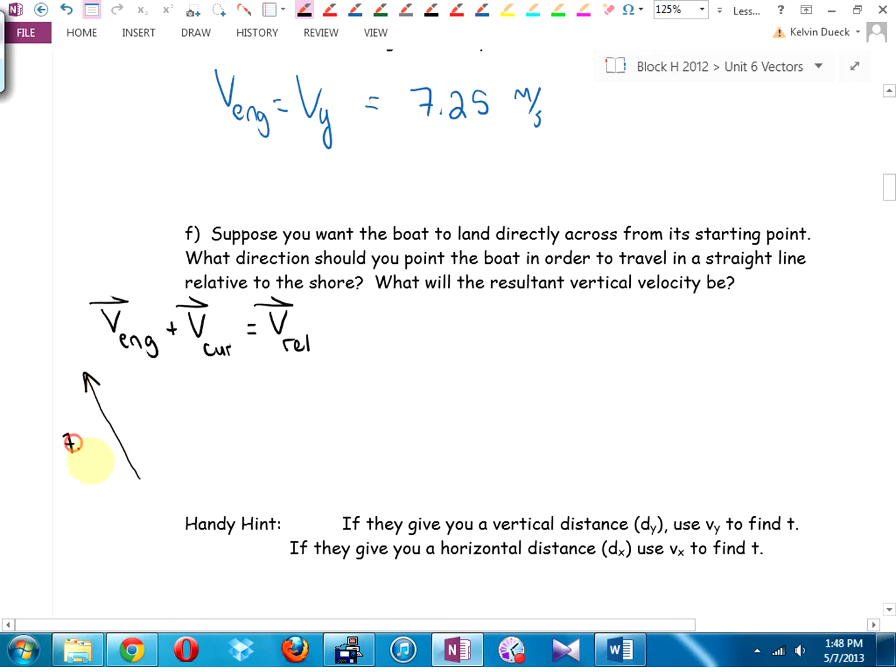How fast? 7.25. What angle? Don't know yet. Plus, what does the current look like as a vector? Sean says, I think you mean a horizontal line pointing to the right. Yes? And I can even tell you how long that is. What was the current's velocity? It was 3 something. 3.38?